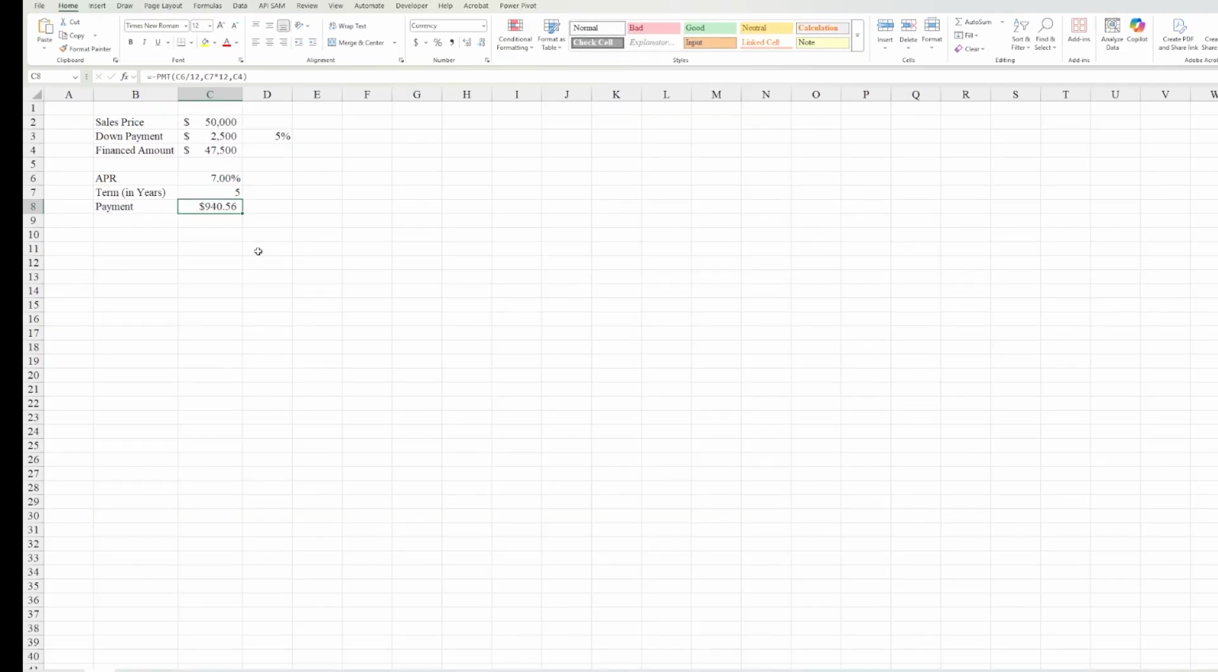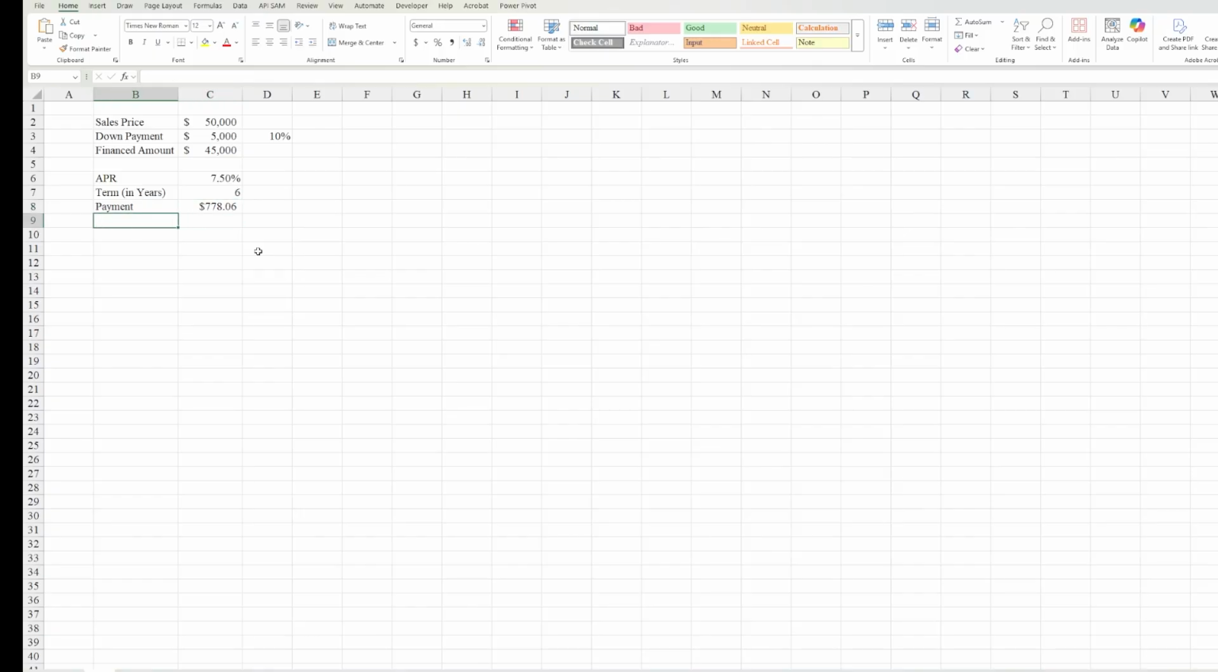Okay, so our payment here is going to be $940.56. Let's see if we stretch that to 6 years. Let's change this to 7.5. So now I have a payment of $821, and let's change this to 10%. So we have $778.06 a month as our payment.